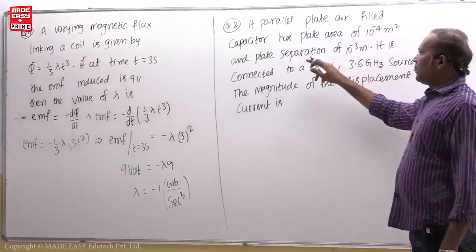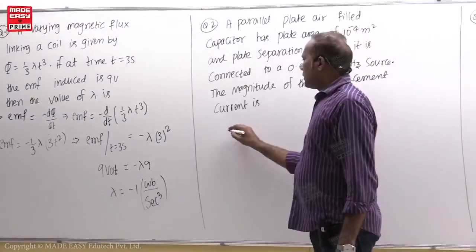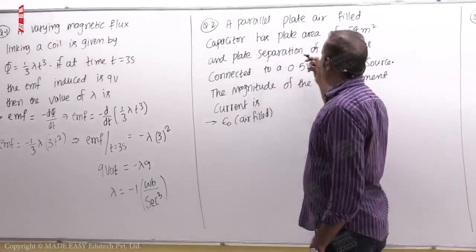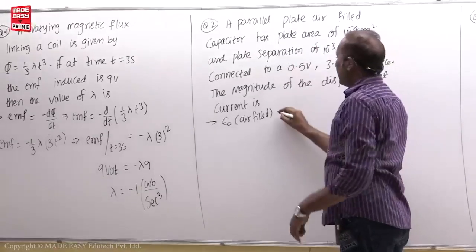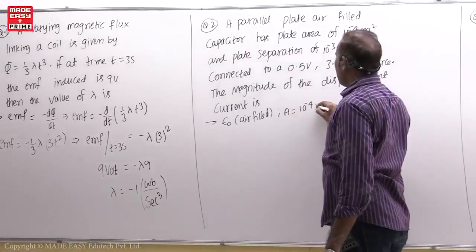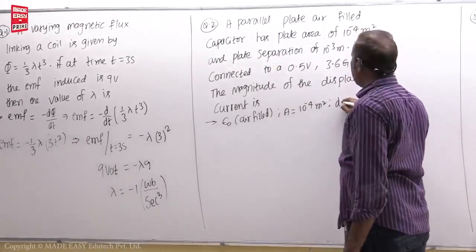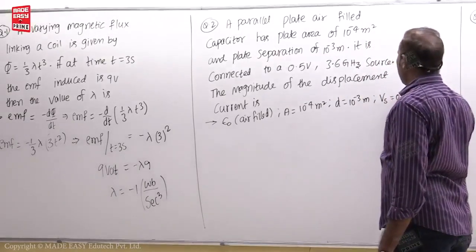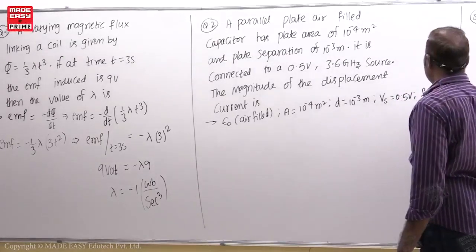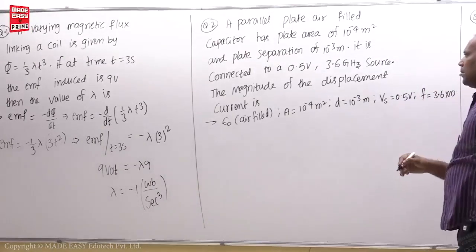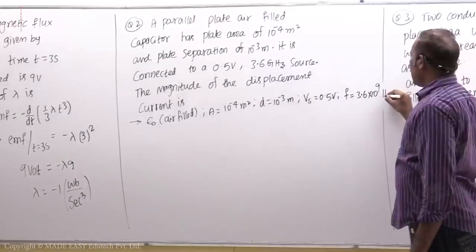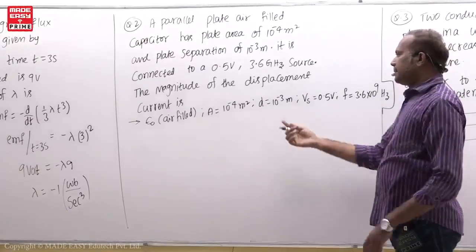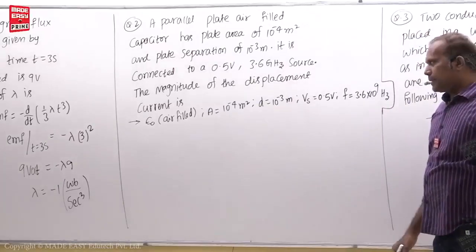Now a parallel plate air filled capacitor, air filled means for air filled capacitor epsilon naught is there, has plate area 10 power minus 4 meter square and distance between the plates d is equal to 10 power minus 3 meter, and it is connected to a voltage source Vs is equal to 0.5 volts, then frequency is equal to 3.6 into 10 to the power giga, means 10 power 9 Hz. Source, the magnitude of the displacement current is.